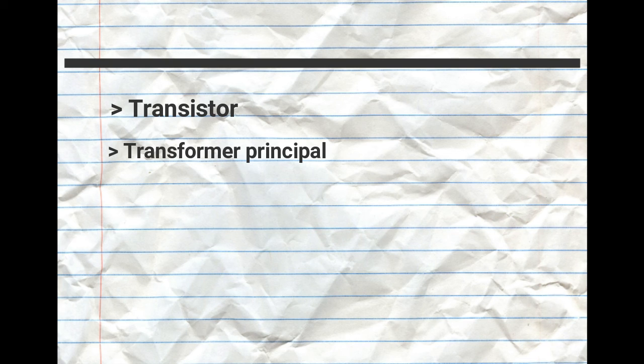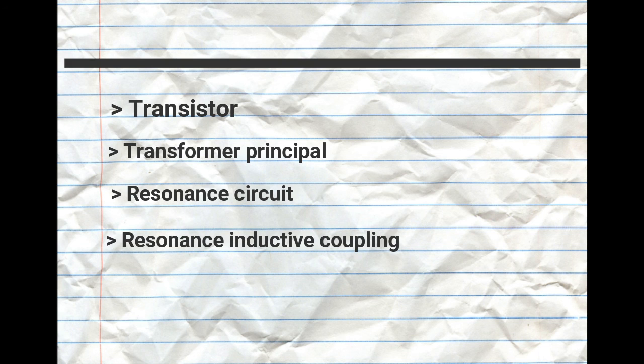Also, looking at the coils in the circuit, we can see that they have the same number of turns and also the same coil diameter. Thus, this will produce a resonant circuit. When the coils are in resonance, the transference of energy is at its maximum point. This condition is known as resonant inductive coupling.